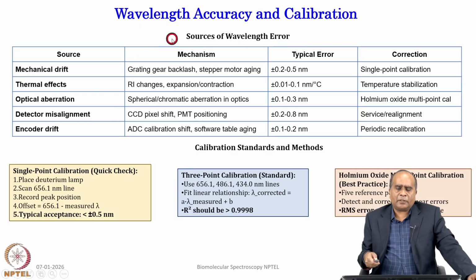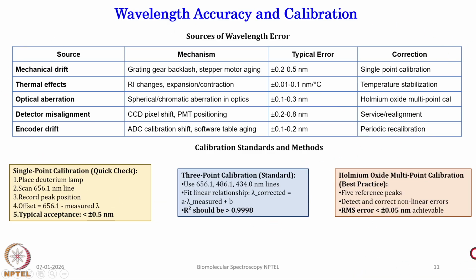So, with wavelength accuracy and calibration, you can have mechanical drift, thermal effect, optical aberration and detector misalignment, and all those points can introduce various kinds of error, and one can correct them. For mechanical drift, you can do a single-point calibration. For thermal effect, you can have a thermal stabilizer so the temperature can be stabilized. For optical aberration, a holmium oxide multi-point calibration can be done. For detector alignment, you have to call an engineer and get it serviced, and then you have to do periodic calibration.